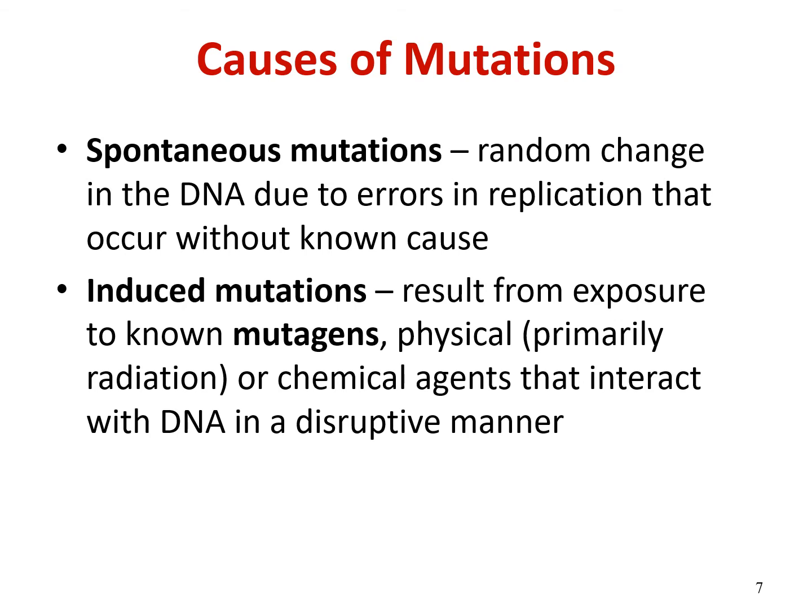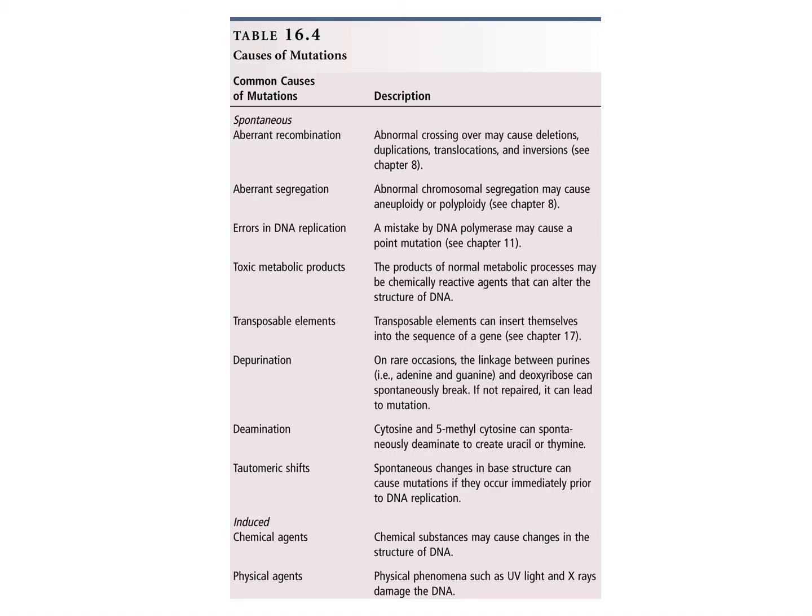The second type is induced mutations. These mutations result from exposure to known mutagens. These mutagens are primarily physical or chemical agents that damage DNA and interfere with its functioning. The carefully controlled use of mutagens has proved a useful way to induce mutant strains of microorganisms for study.